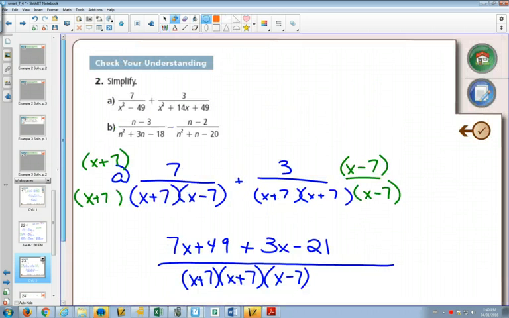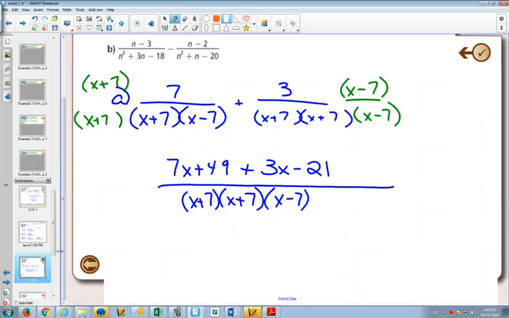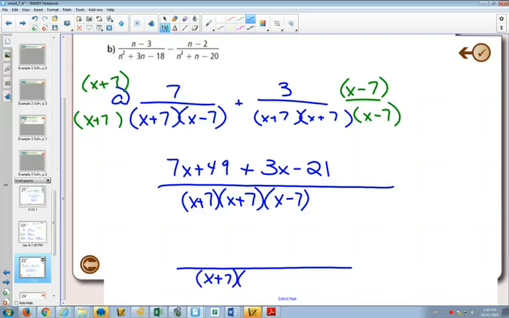Do we have any like terms? Yes, we do. So if we combine our like terms, we get 10x plus 28.